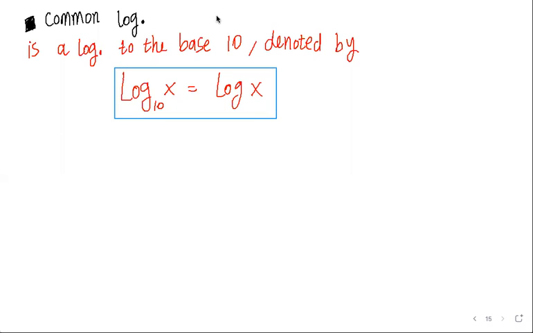Like when I say log 10, this means log 10 to the base 10. What is the answer? What is log 10 to the base 10?